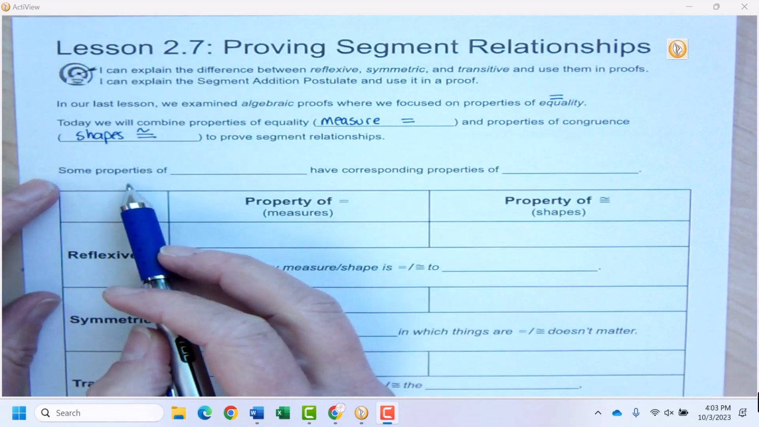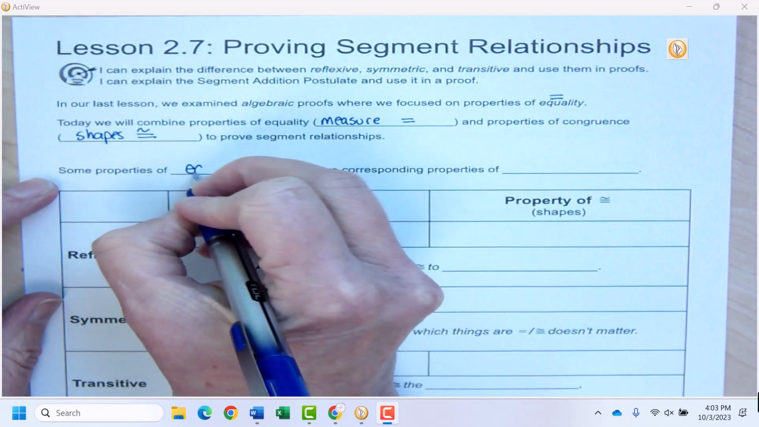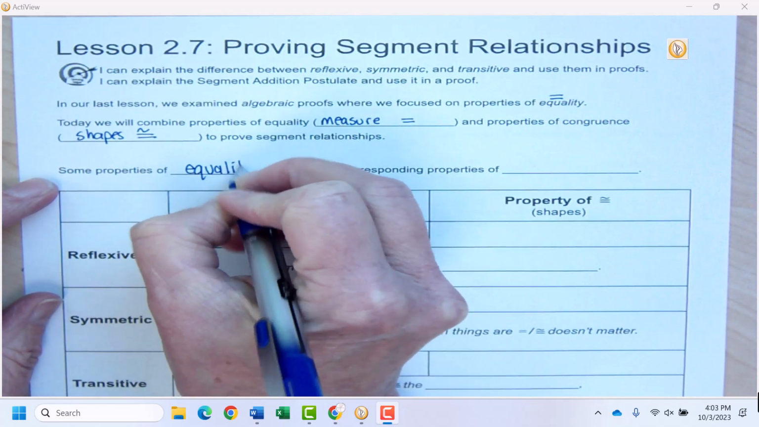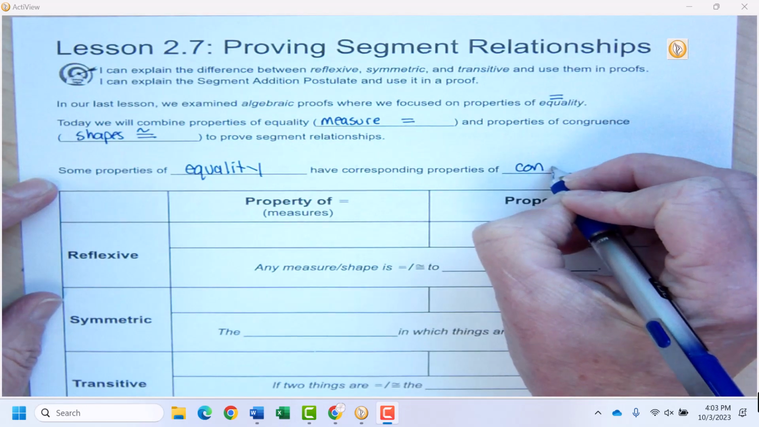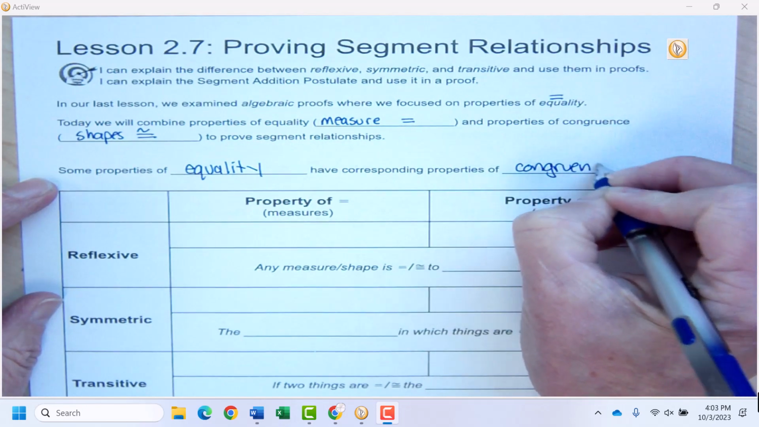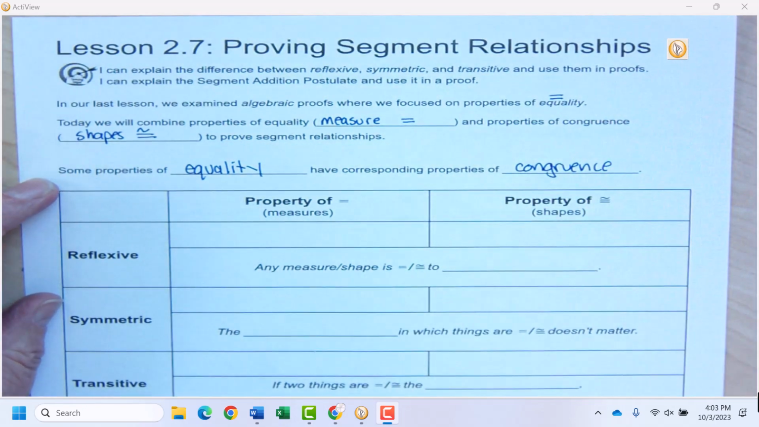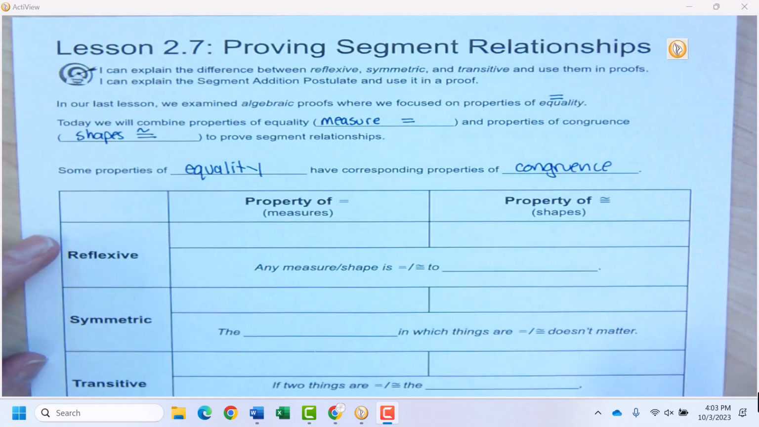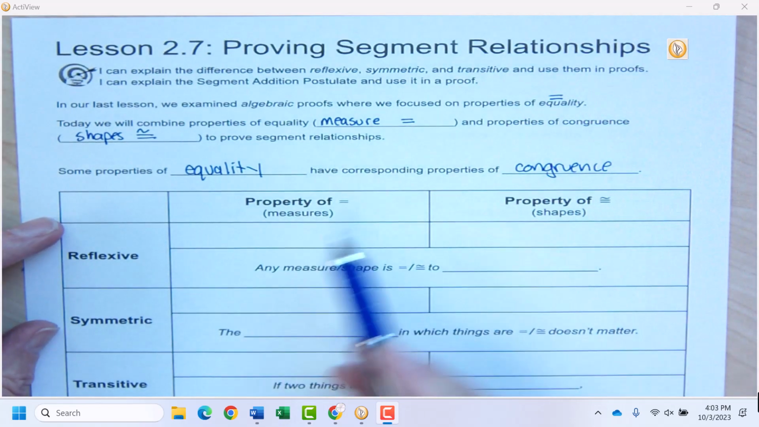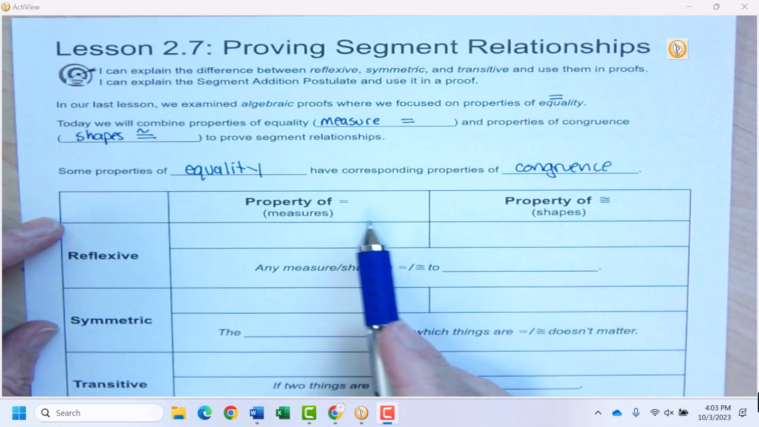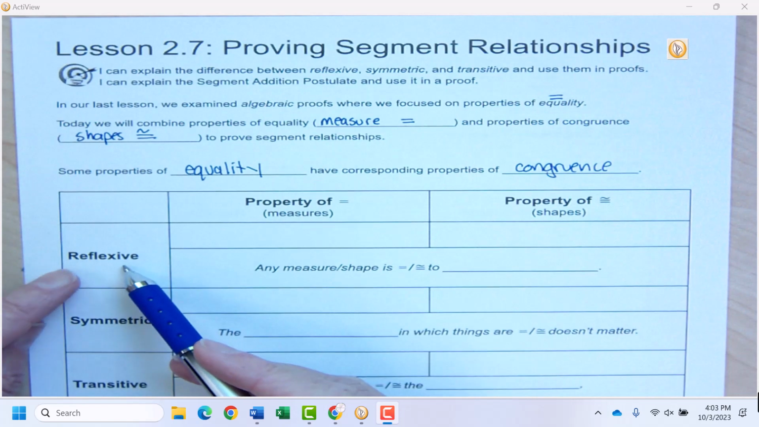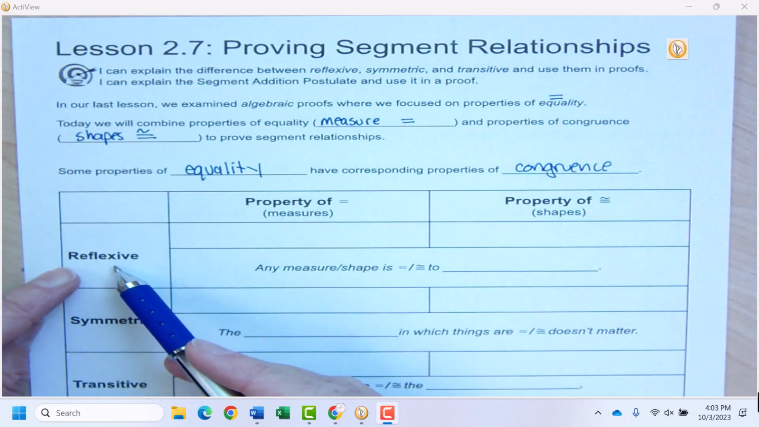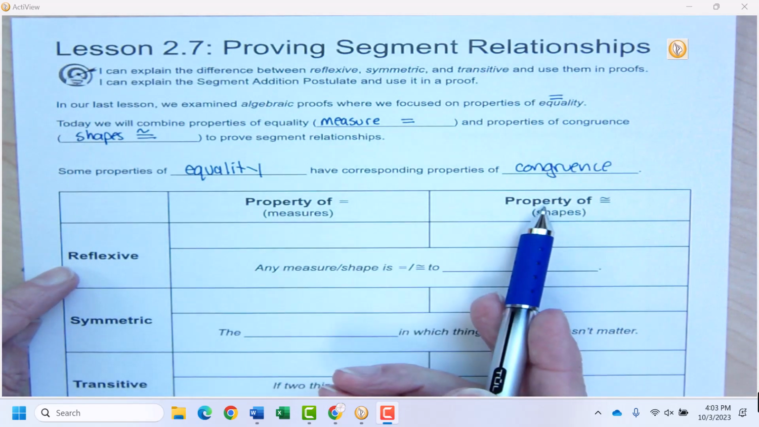Now, there are some properties of equality that have corresponding properties of congruence, but not all of them do. We'll just have to get used to it as you practice more and more. So let's look at some properties of equality that do have a corresponding property of congruence. First off, we have the reflexive properties of equality and congruence.